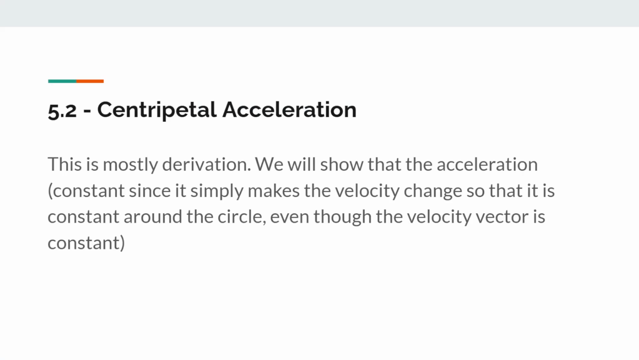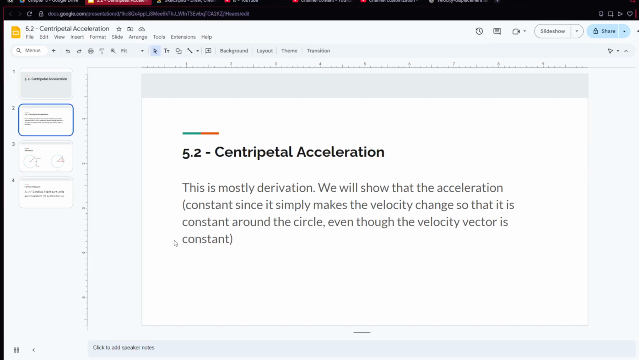So let's go over centripetal acceleration. This is mostly derivation here. We'll show that the acceleration is constant because it makes the velocity change around the circle. So what do I mean?